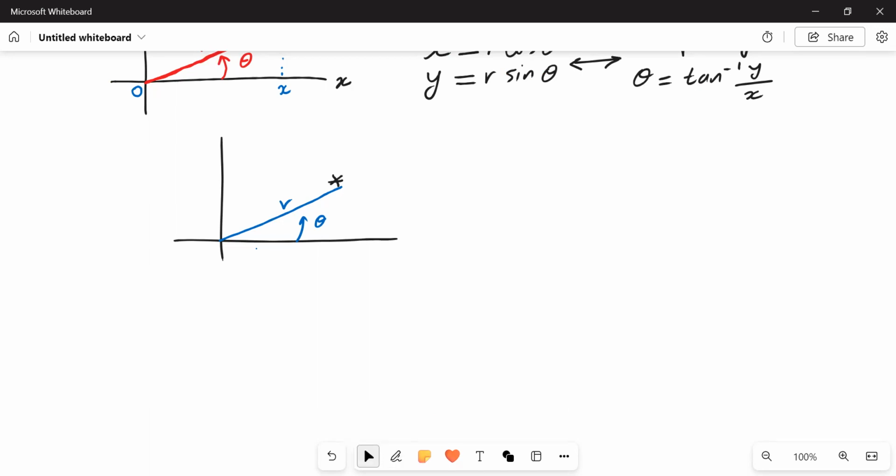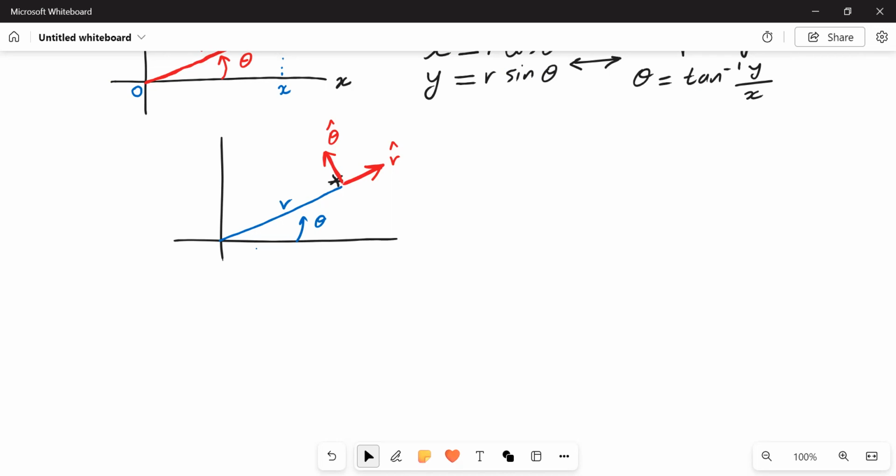The unit vector associated with the radial distance would be a vector in this direction, and we'll show it by r hat. The unit vector associated with the azimuthal angle would be perpendicular to the radial unit vector, and it will be in this direction. I will show it by theta hat. r hat and theta hat are always drawn in the direction of increasing r and theta. That's the way that they are defined.